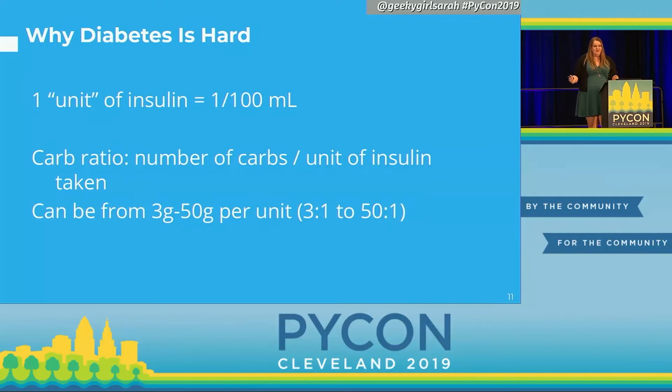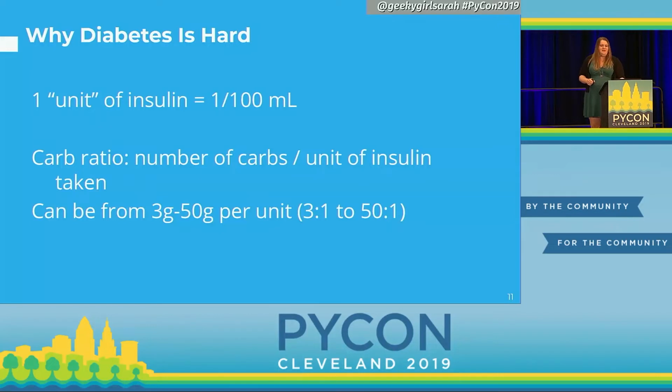So another reason it's hard is we have to start counting how many carbs we eat and how much medicine we have to take for it. It's not just a simple, you always take this amount 3 times a day. We really have to do it based on what we eat. So a unit of insulin is 1/100th of a milliliter. So just throughout the course of this talk, we'll just talk about units. And this carb ratio is, however many carbs you eat, that amount of insulin is what you need to sort of counteract that in your body.